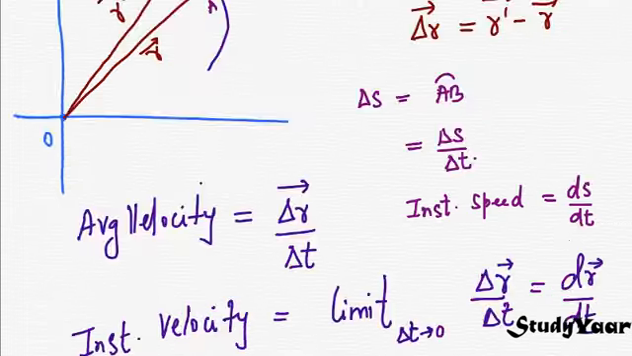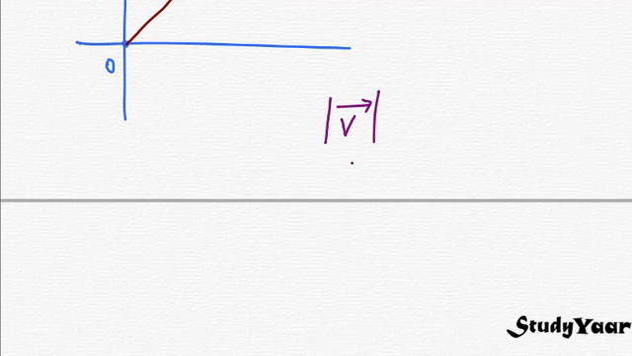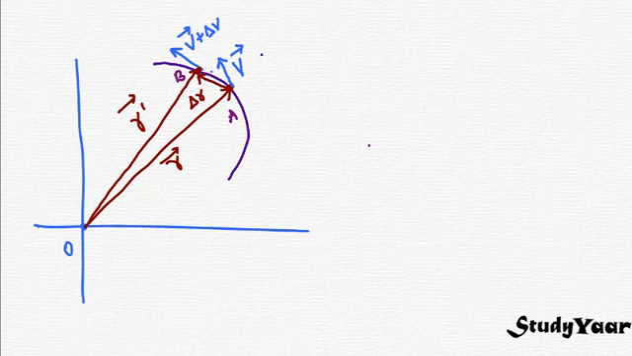Understand one thing over here: the modulus of your velocity, or the magnitude of your velocity, is equal to the instantaneous speed, which is ds by dt, sometimes also referred to as small v. Now let's suppose that at time equal to t, my velocity is v vector like this.